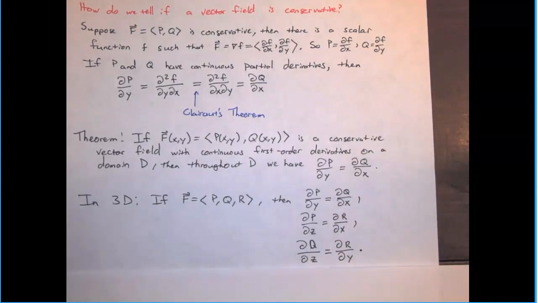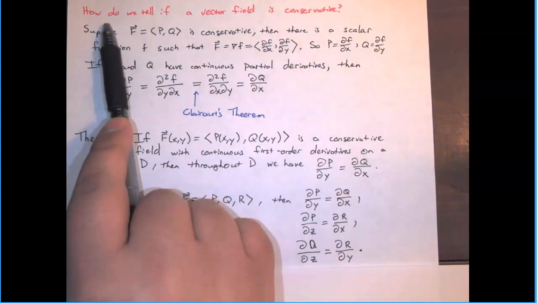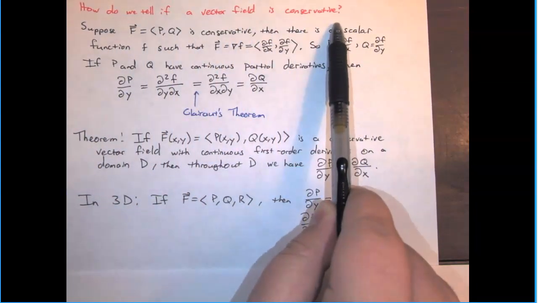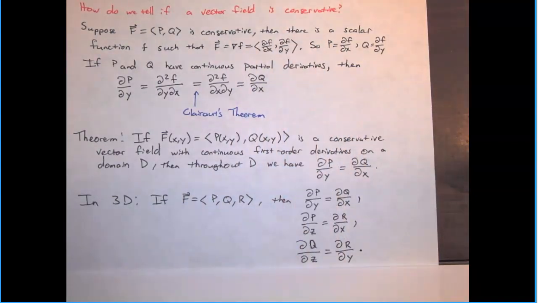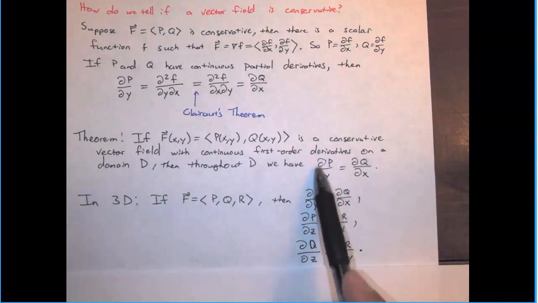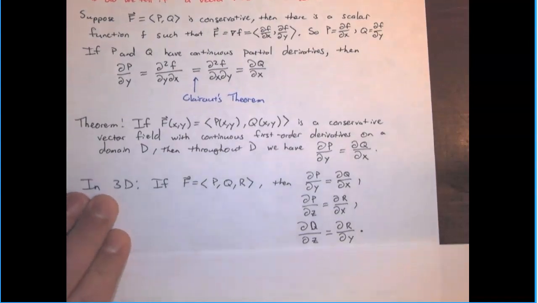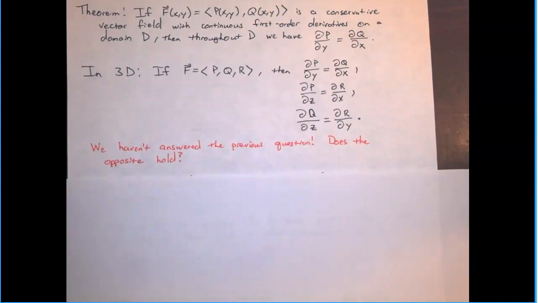Now, some of you might notice I haven't even begun to answer this question. This question is, if I just give you a vector field, how do we tell if it's conservative? But for everything I've written here, I started by assuming I had a conservative vector field. I want to go the other way. Are these relationships enough to tell me that a vector field is conservative in 3 dimensions? Is this enough to tell me that a vector field is conservative in 2 dimensions? Not quite. We need to assume some more definitions. So we need to go through some more technical details.